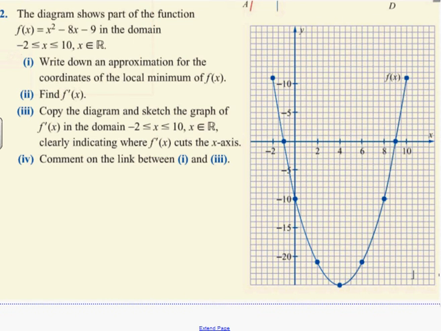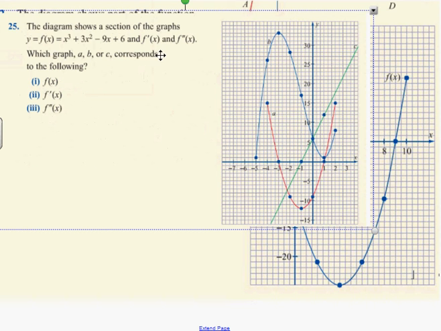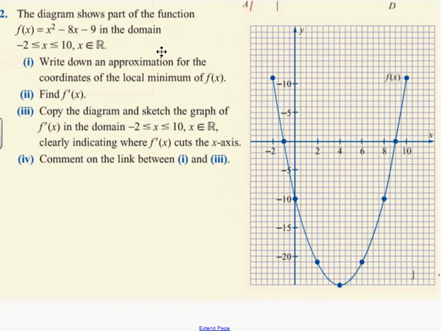The diagram shows the function here, okay? In the domain minus 2 to 10, write down the approximation for the coordinates of the local minimum. So local minimum, guys, what I want you to do here is count how many little mini squares there are. There are 5 mini squares.